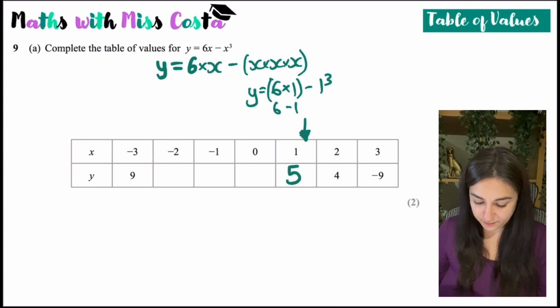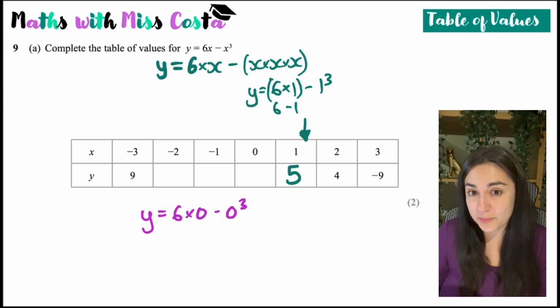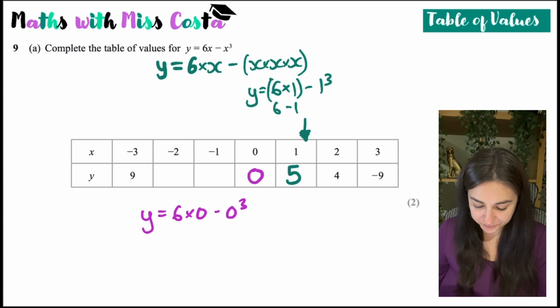I can then do the same for the next one. So y would be 6 times 0 take away 0 cubed. Well, 0 multiplied by anything is 0. So that's just going to be 0.